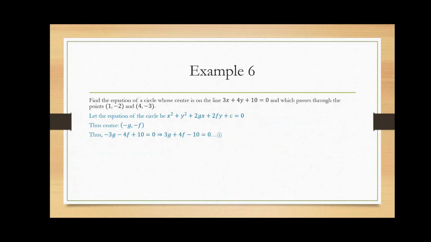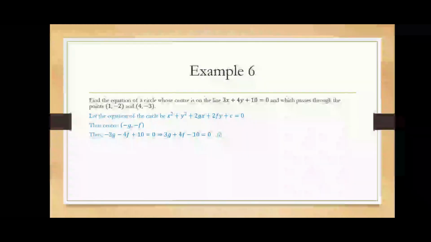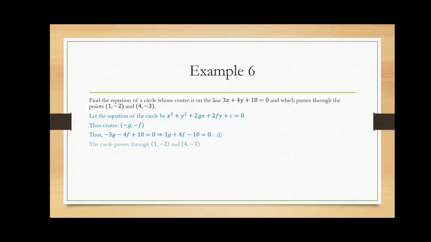Now let us come to the other 2 points, that is (1, -2) and (4, -3). Now these 2 points lie on the circle. So they must satisfy the whole equation of the circle. From the first one, if I put (1, -2) into the equation of the circle, I get 5 plus 2g minus 4f plus c equals 0. You please check it because I am not showing any detailed calculation here. I hope you people are mature enough to understand where to put what.